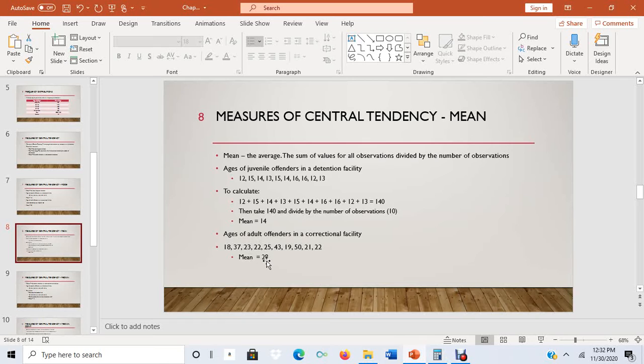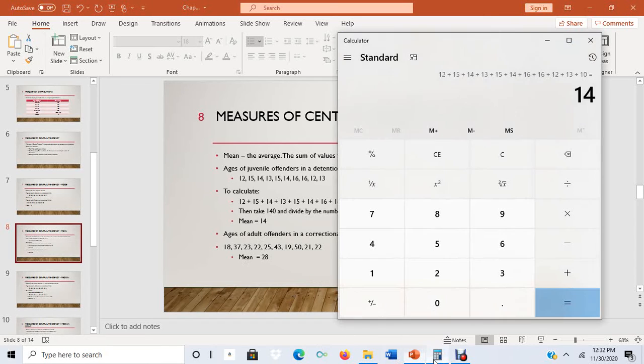Let's go ahead and calculate the mean for our adult offenders. I've already done it for you. You can see the mean is 28, but let's just go ahead and verify that. So once again, we're just going to add up. These are the ages of our adult offenders. So we have someone that's 18.